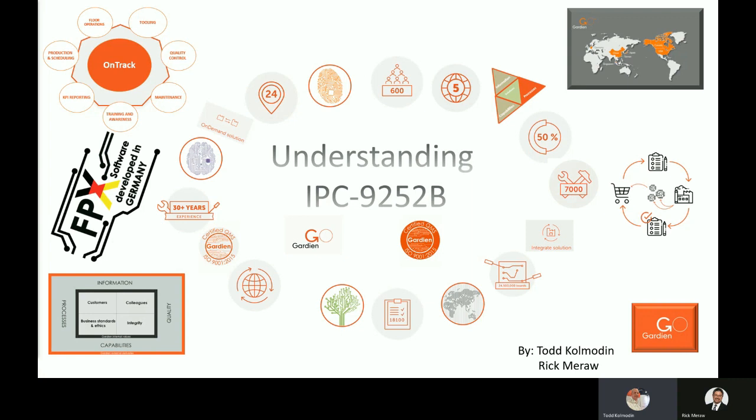So what is IPC 9252? Well, IPC is a group that is involved in writing specifications guiding the manufacturing of printed circuits. That could be rigid boards, flex boards, or a combination thereof. But IPC 9252 is the recently broken out specification specifically for electrical tests.